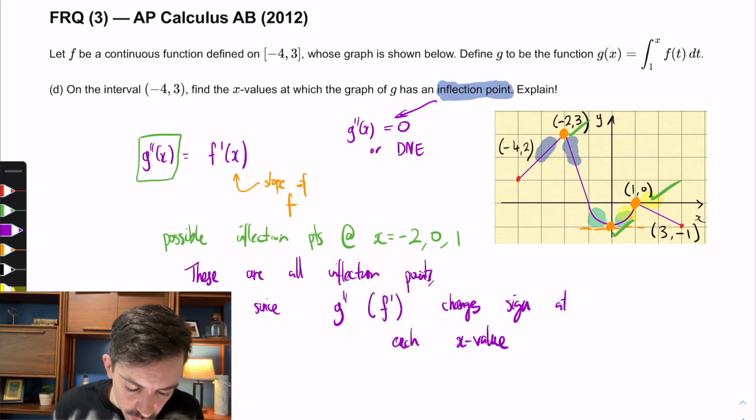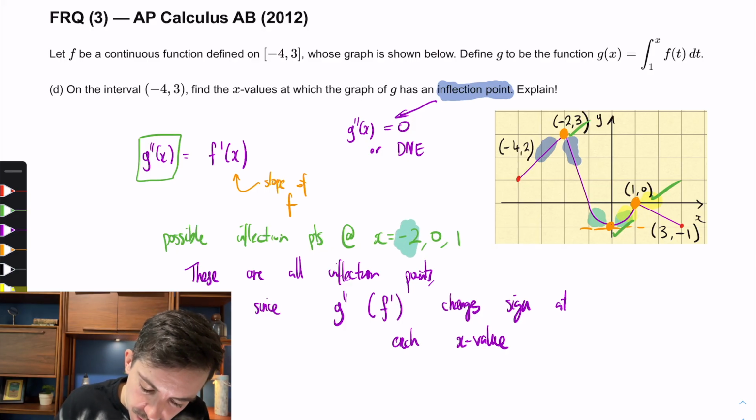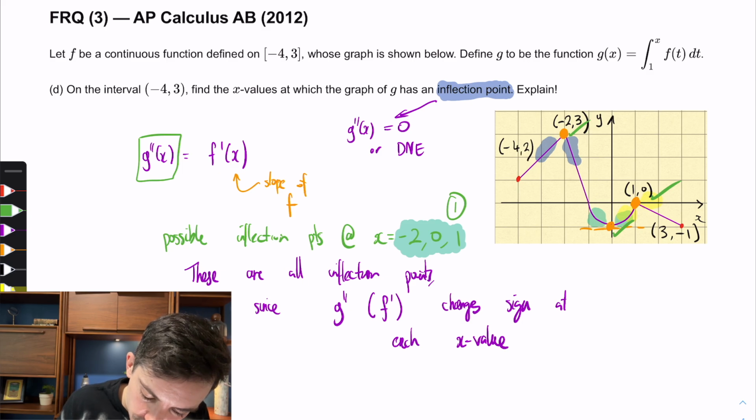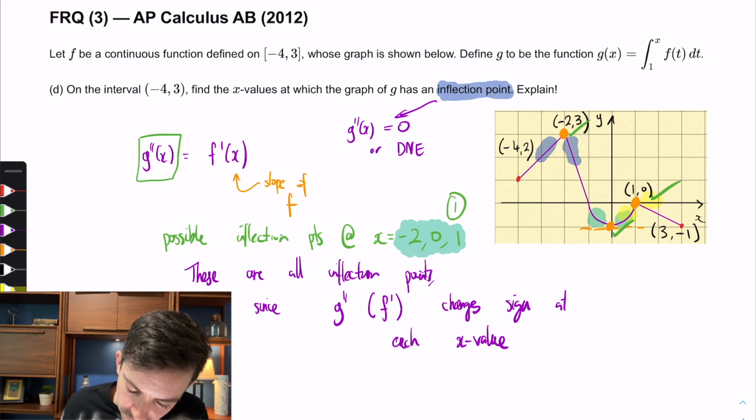So for here, there were 2 points up for grabs, one for the correct values and one for the justification of g double prime changing sign.